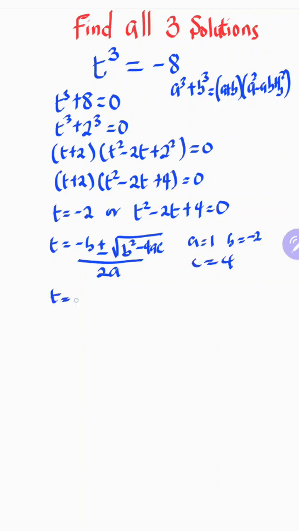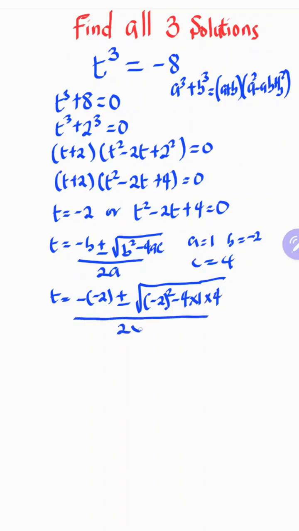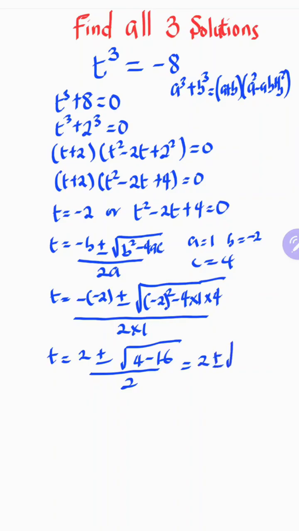Now let's plug this in. Here, t is going to be -(-2) plus or minus root of (-2) squared minus 4 times a, which is 1, times c, which is also 4, everything over 2 times 1. Simplifying this further, we have t equals 2 plus or minus root of 4 minus 16, over 2, which is the same thing as 2 plus or minus root -12 over 2.